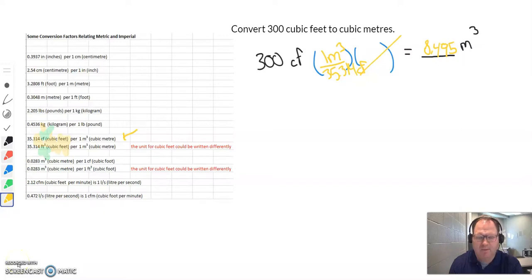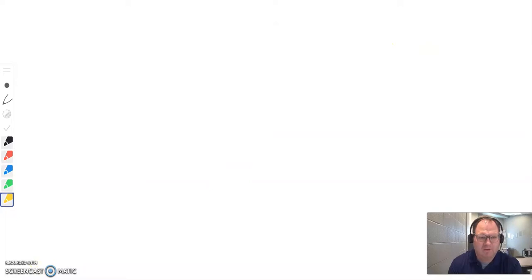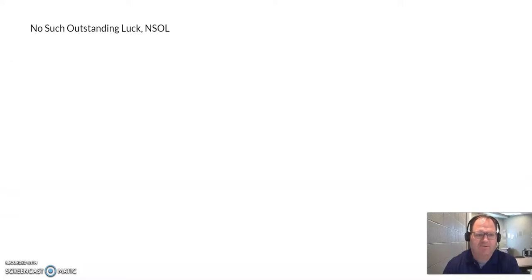Remember, numbers on the bottom are divides. Numbers on the top are multiplies. So it's 300 times 1 divided by 35.314. That works pretty smooth if you have a direct conversion factor like we did here. Usually though, you won't have such outstanding luck. So you're going to have to use multiple conversion factors.